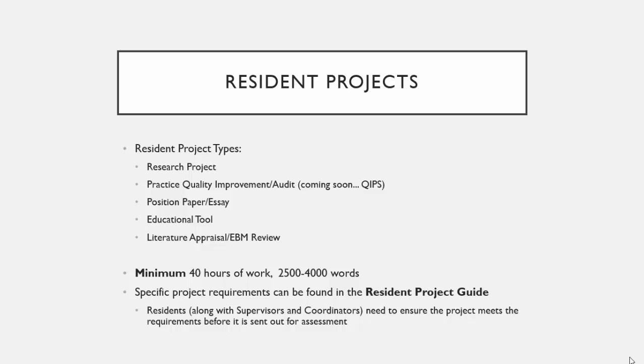There are certain resident project types. We have a research project, a practice quality improvement, or an audit. Coming soon, we will have quality improvement patient safety projects. There's a position paper or essay. There's also an educational tool option, or a literature appraisal evidence-based medicine review project option. Projects are a minimum of 40 hours of work, 2,500 to 4,000 words. Now, residents will say and explain that they do actually often spend much more time on their projects.